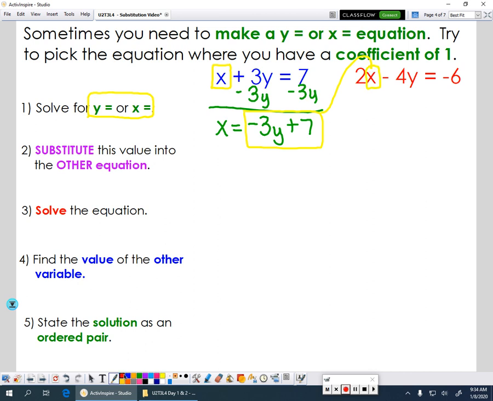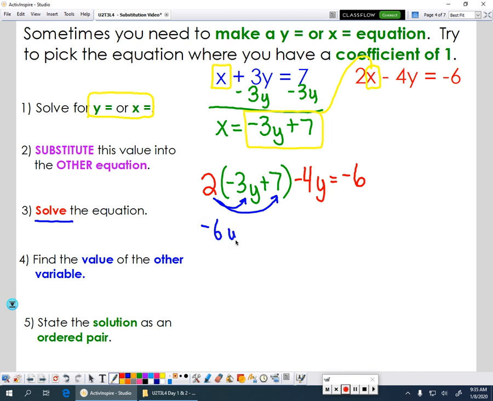So again, if we think about that equation, I'm going to have 2 instead of x. What I'm going to put in is this value here, negative 3y plus 7. And then I'm going to continue the rest of this equation the way it is. Minus 4y equals negative 6. Then we got to solve, okay? So we're going to solve this equation. Distributive property, and I get negative 6y plus 14 minus 4y equals negative 6.